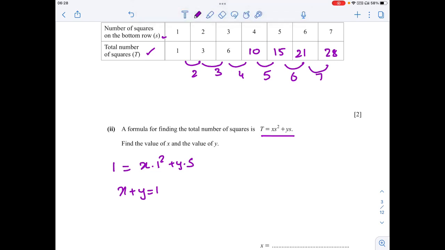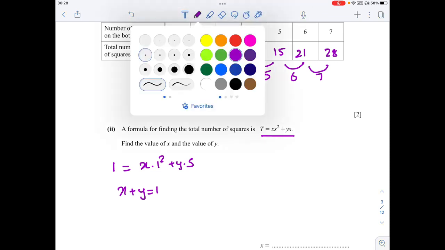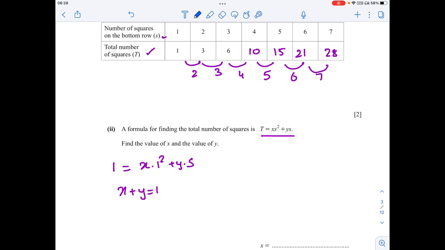The next one, I take t equals 3 and s equals 2: x times 2 squared plus y times 2. So I get 4x plus 2y equals 3. So I got these two equations, now solve these two equations.